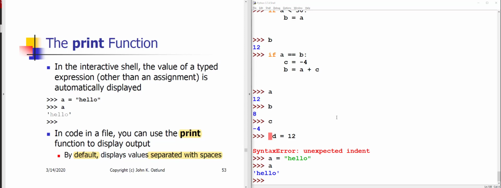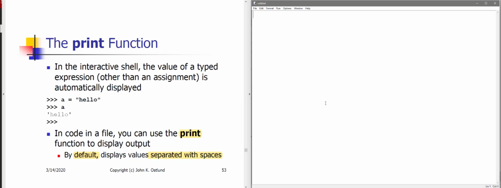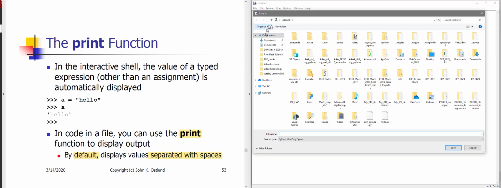Okay, so let me switch back to the editor now to show you what I'm talking about. Here is my editor. And in here, let me say A gets hello, and then A. Okay, so that's all I've got in my file right now. You may not be able to see this, but up at the top, I'm being told that the file is untitled at this point. I have not created a name for this file. So let me say file save as and give this thing a name.